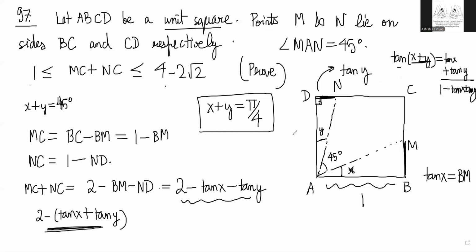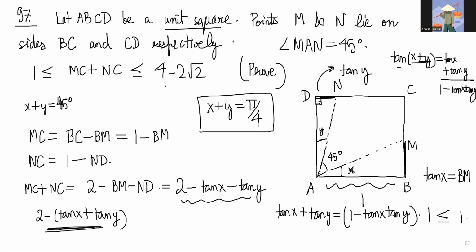Okay, 1 second. X plus Y is adding to this 1. So right now what we know is tan X plus tan Y is equal to 1 minus tan X tan Y, which is 1 multiplied by something less than 1, right? So obviously it is less than or equal to 1, because it is less than 1 clearly. So that means 2 minus this would be greater than or equal to 1.